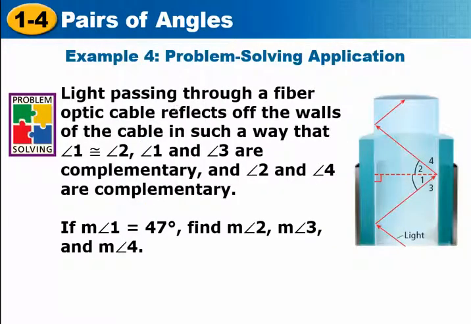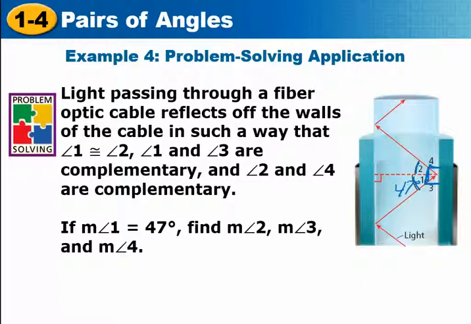Here's one more example. It says the light passing through a fiber optic cable, this is the cable over here, reflects off the walls of the cable in such a way that angle 1 is congruent to angle 2. So you'll see they already marked these with the little congruent marks. And angle 1 and 3 are complementary. I'm going to draw a little right angle in here, that little square, to remind myself that they're complementary. And angle 2 and 4 are also complementary. If the measure of angle 1, let's put that in here, is 47, then they want you to find the measure of angle 2, 3, and 4.